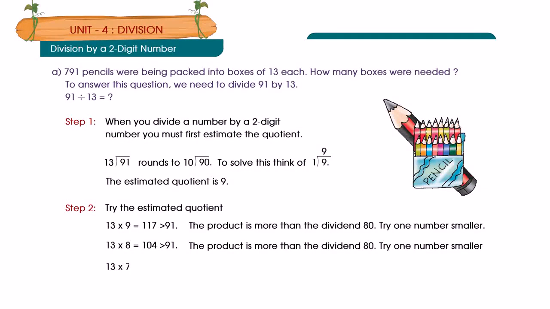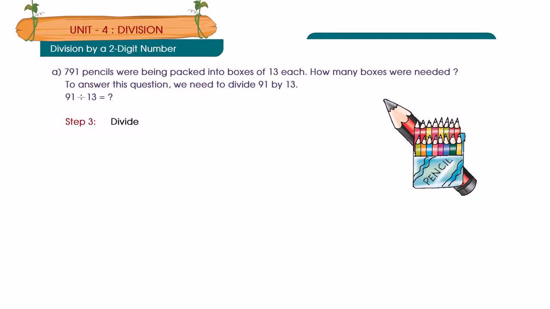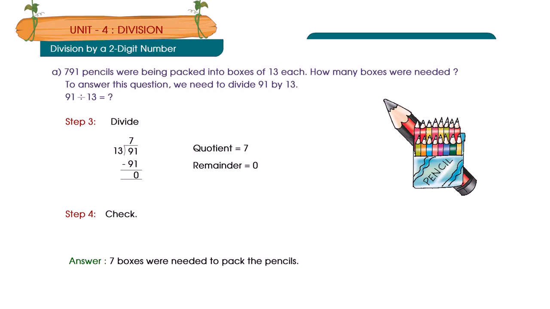13 into 7 is equal to 91. 91 is equal to 91. The product is equal to the dividend. Take that number as the actual quotient. Step 3. Divide. 91 divided by 13 gives 7 as the quotient and 0 as the remainder. Step 4. Check. Answer: 7 boxes were needed to pack the pencils.